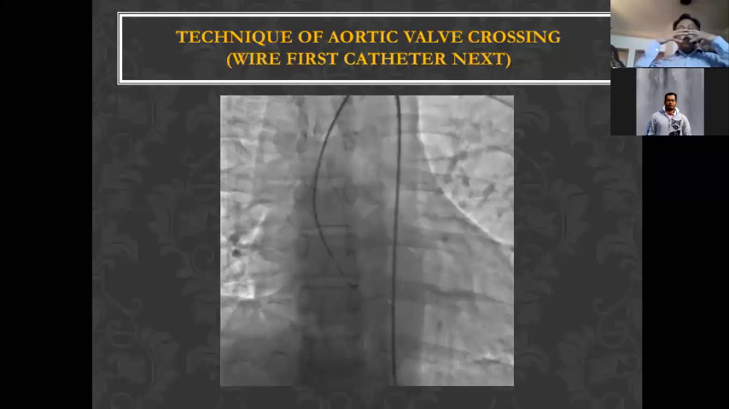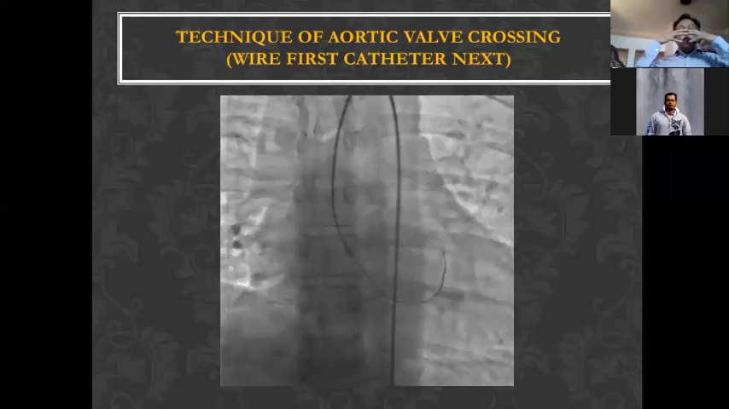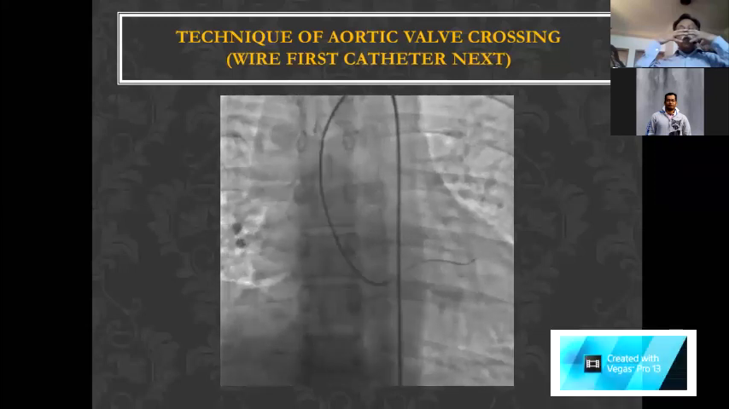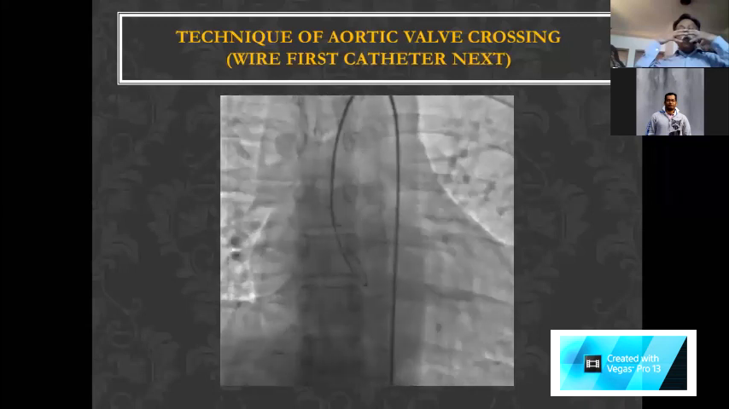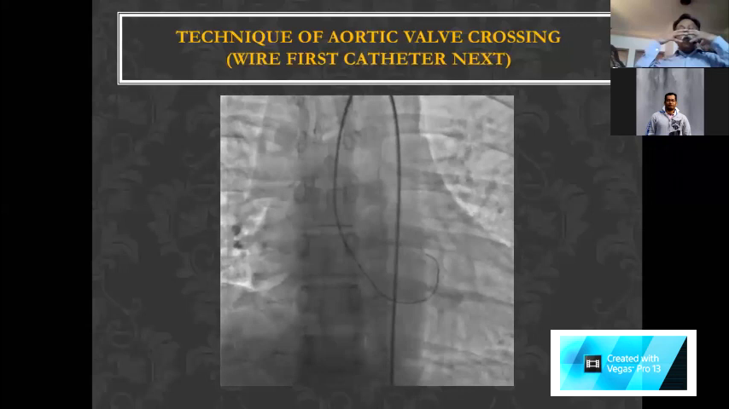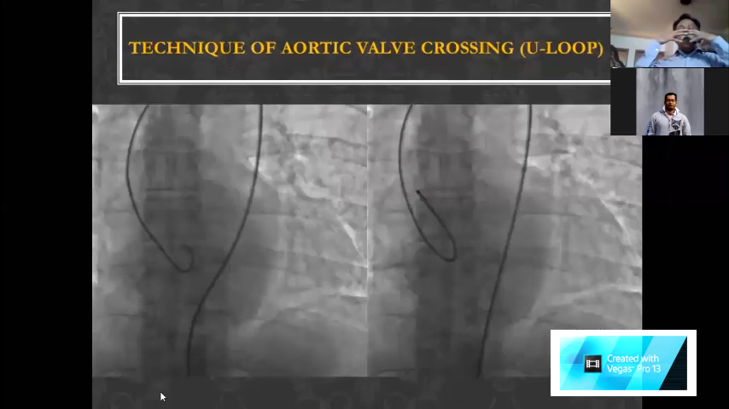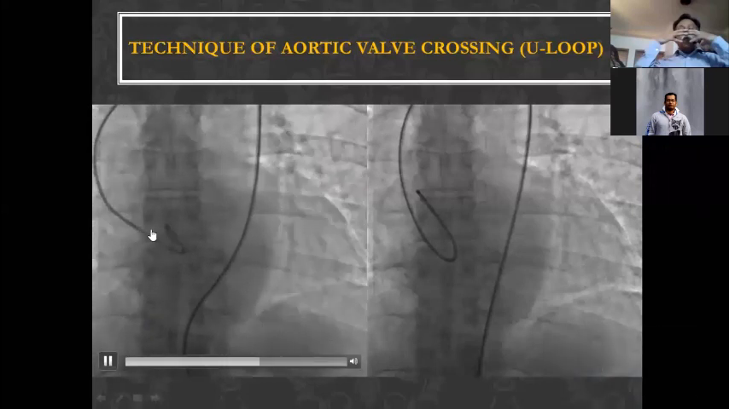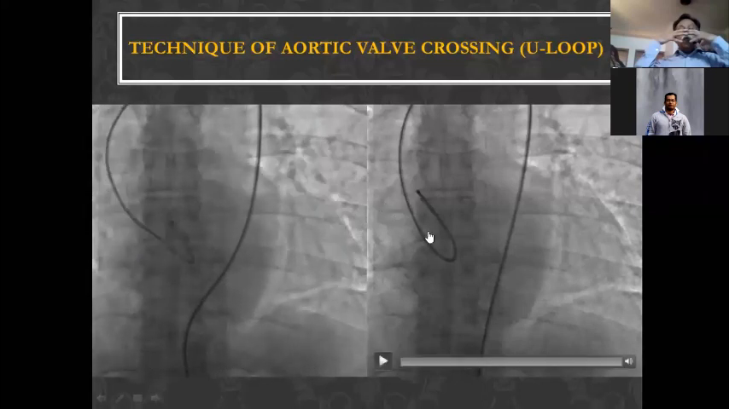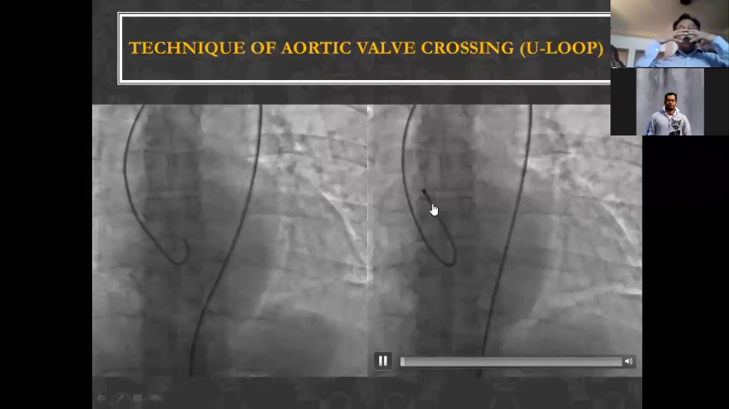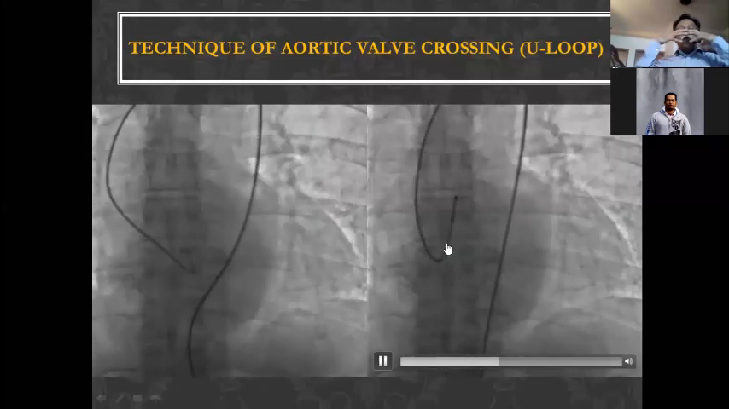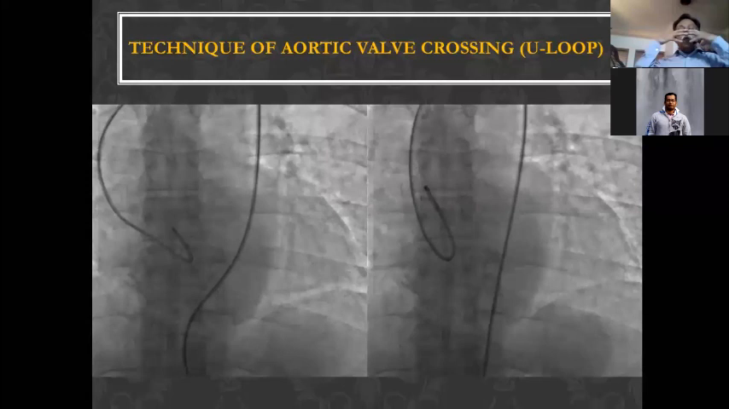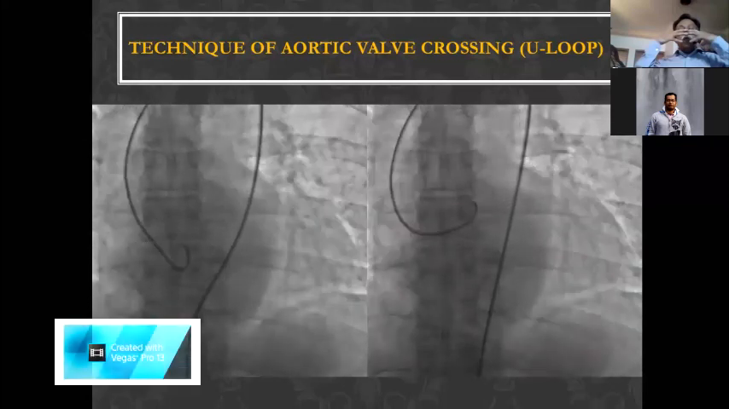Here, this one technique is, first, take the wire, the floppy part will cross the valve easily. And once the floppy part enters, then you take the catheter over the wire to the LV, crossing the aortic valve. This is another technique. With the wire at the tip, slowly pull the wire and push the catheter, make a U shape. Once you make a U shape, then push the wire up to the tip. And once it is up to the tip, then all together pull a little bit. It is unfolded slowly, and when it crosses, it prolapses into the LV. And you can do it repeatedly the same way.